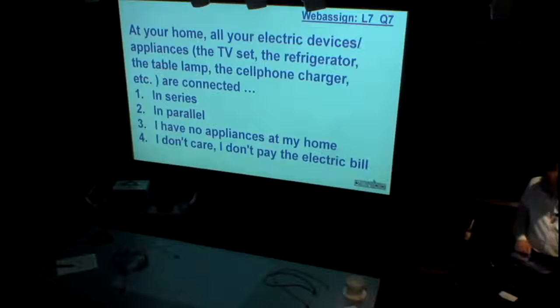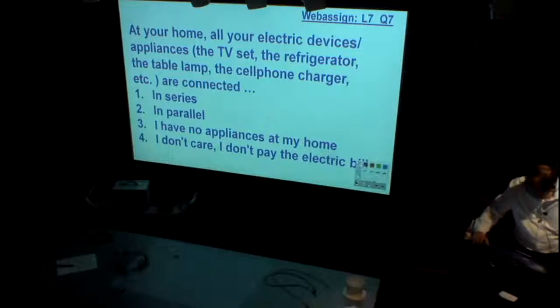Oops. I should have, okay. A missing slide. So you have a power outlet, and you have a bulb connected to it. You have another power outlet, and you have a TV set connected to it, etc., etc. But they're not independent. You have a switchboard, and all wires go there to the same incoming wires, and that makes them connected in parallel.